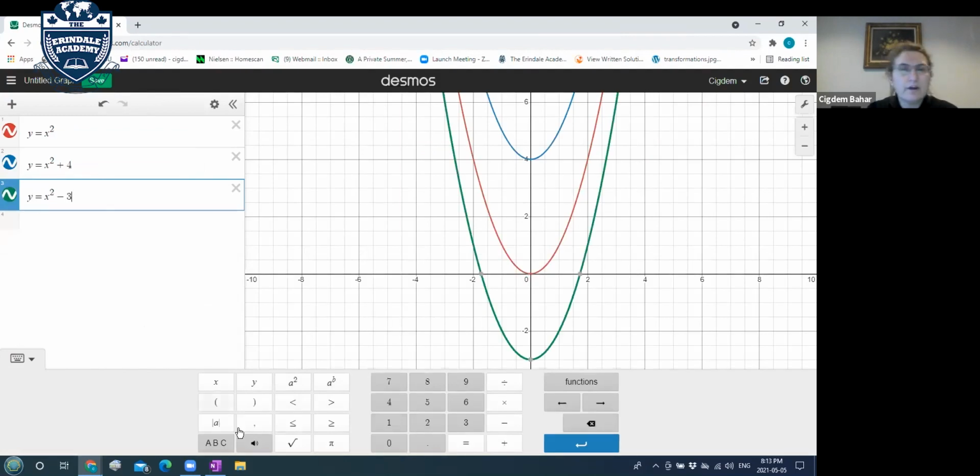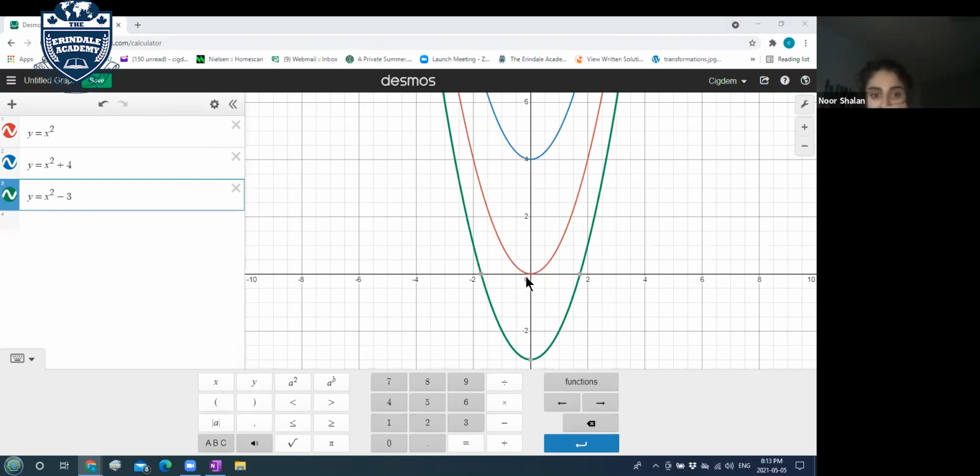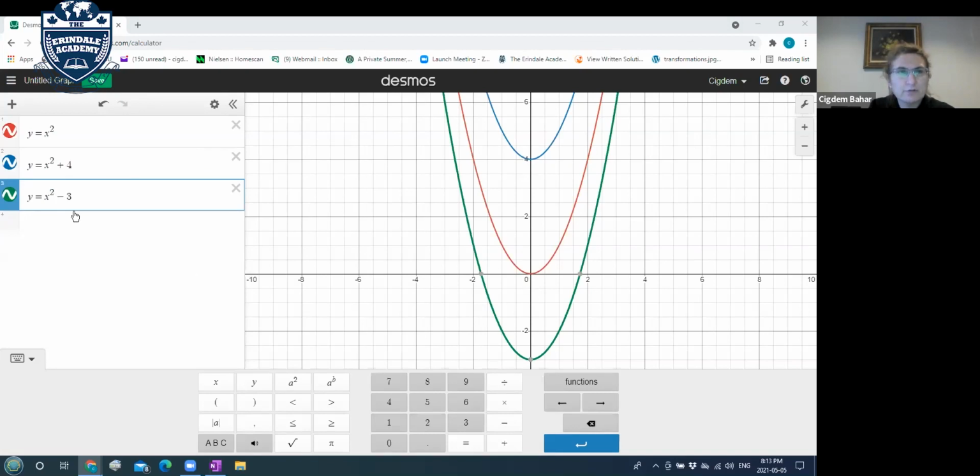Okay, look at the graphs. Do you see now all the 3 graphs? This is the original one, the red one. It's without any transformation. Next one, the red graph shifted 4 up. Next one, x squared, the red one shifted 3 units down. Do you see? Up, down.